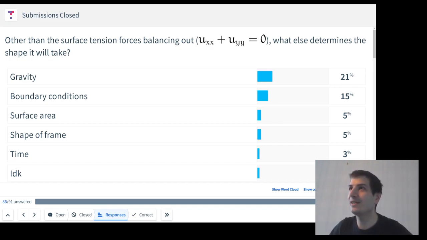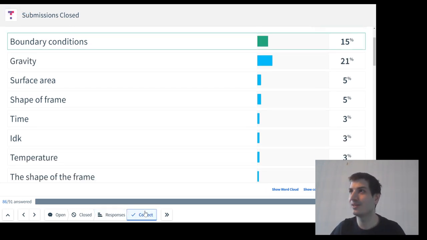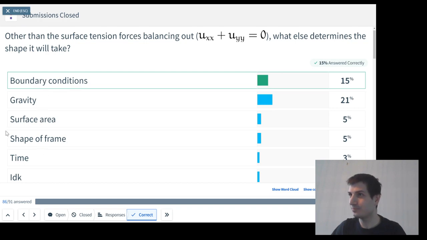People said boundary conditions. Some people are still saying surface area, shape of the frame. I really like shape of the frame. So shape of the frame and boundary conditions, I think in this case, mean the same thing. And that is exactly right. So everyone who said shape of the frame on the first question should also get that correct. Shape of the frame is the right English way to describe boundary conditions, which are sort of mathy. And so to get a fully specified problem, you don't just need this u_xx plus u_yy thing.